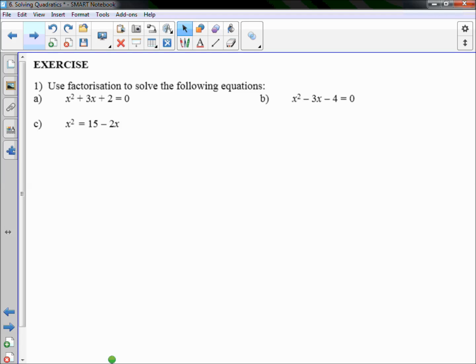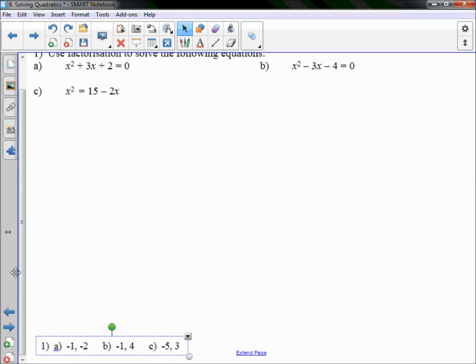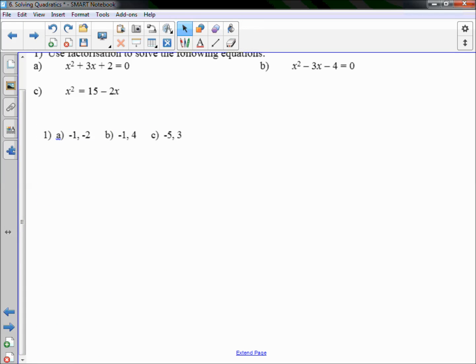Okay, I'll assume you've gone through and solved those equations. You'll probably want the answers. The answers are there. So for the first question, x is either minus 1 or minus 2. The second one, x is either minus 1 or 4. And the third one, x is either minus 5 or 3. Okay, moving on then.